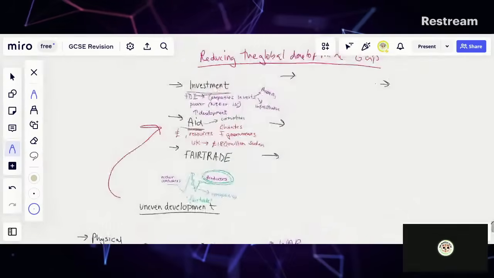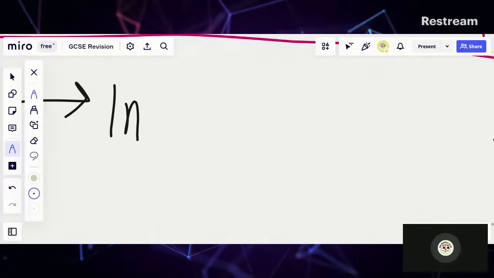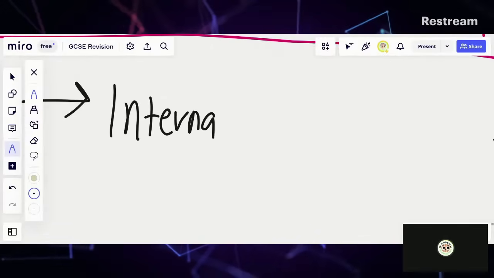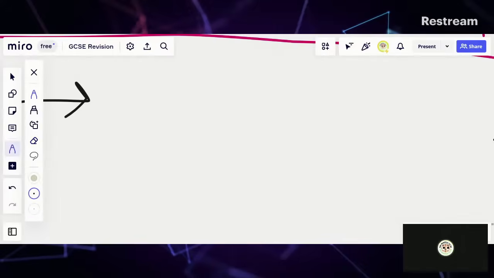Now, we've talked about three of the methods, and let's talk about the fourth method. So the fourth method is intermediate technology.